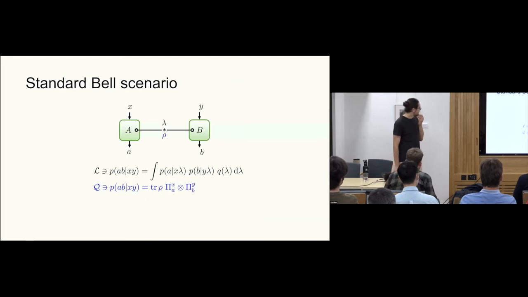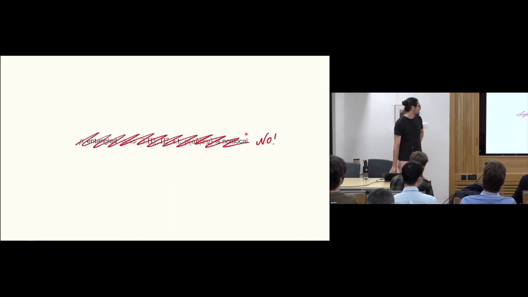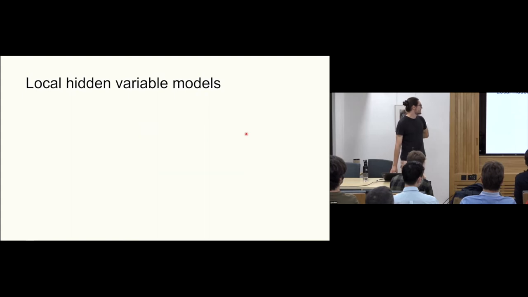To explain the notation here, pi is a projective measurement, but it's not very relevant. So the question is: for every entangled state, do there exist projective measurements such that the statistics you get from Born's rule are non-local? Well, I said it in the summary: no. And how do we know this?